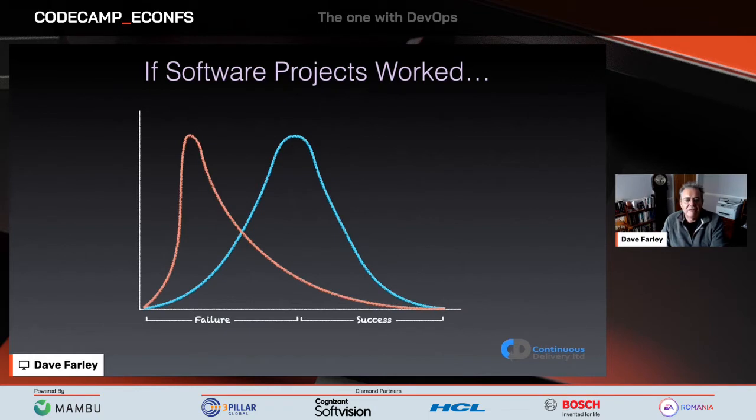I think we normally experience stuff that looks more like the red curve than the blue curve. And I think that says something fairly profound. What that says is that the model we've got for software development is in some way wrong. It's not working in a normal kind of way. And therefore we should probably think carefully about that model.